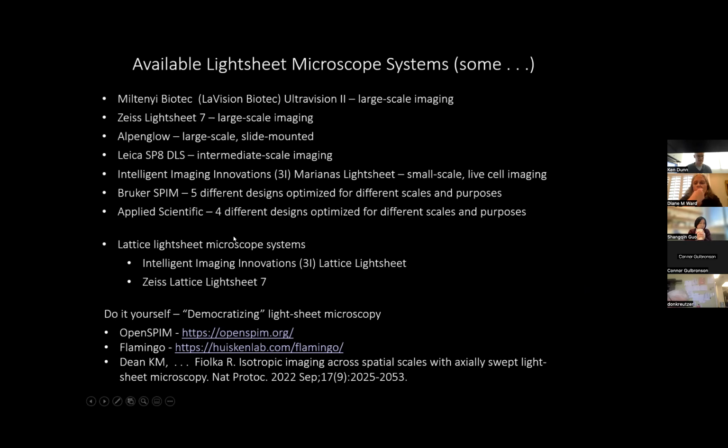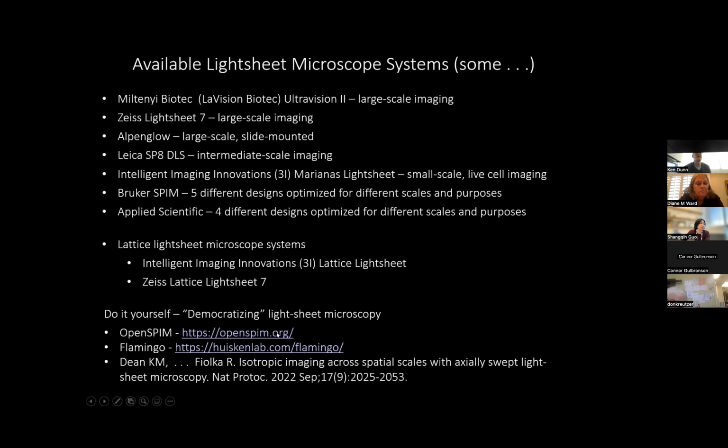Lattice light sheet microscopy was something I was scared of for years because it just seemed way too finicky to want to get involved with it. But it is commercially available, either from Intelligent Imaging Innovations or from Zeiss. And I encourage you to ask for a demonstration of these.